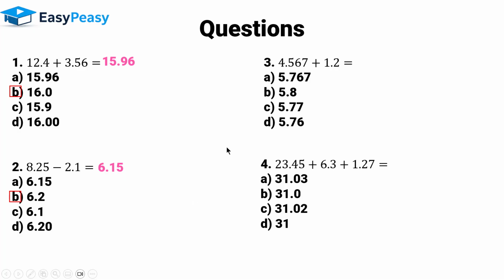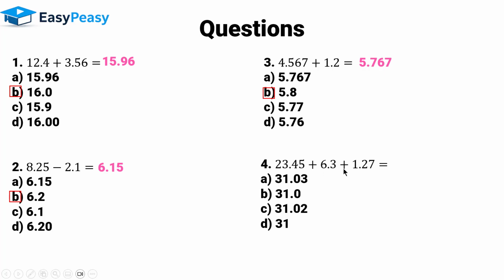Next question. 4.567 plus 1.2. The calculated value will say 5.767. Now, the least decimal places is in 1.2, only 1 digit. So we'll just take here. After this digit, we have 6. So this 6 will make this 7, 8. And the answer will be 5.8.